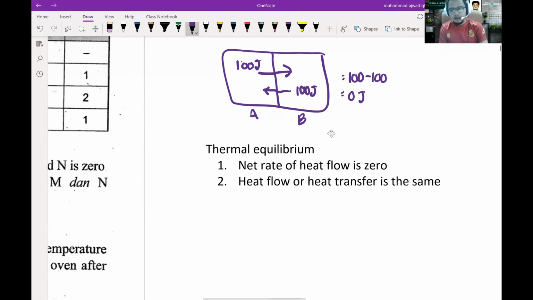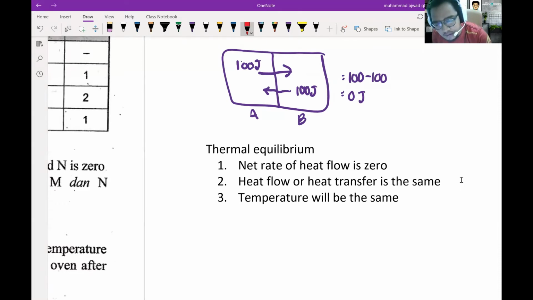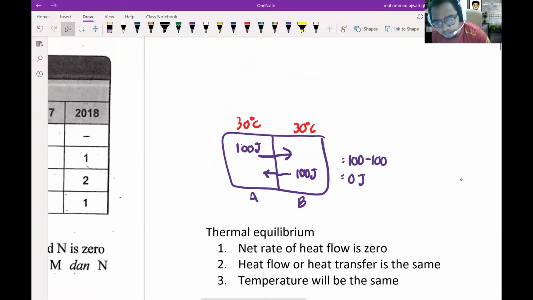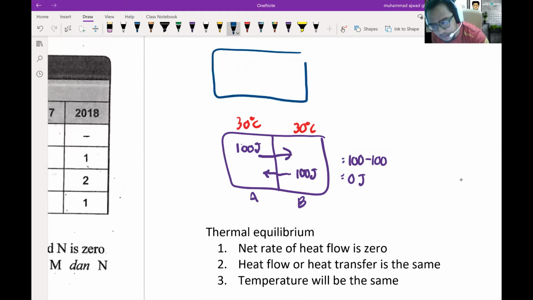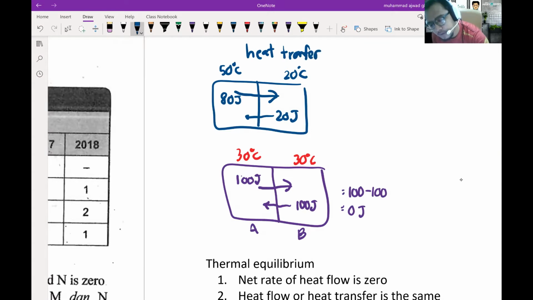Okay. And last one is the temperature will be the same. So after reaching thermal equilibrium, contohnya this one is 30 degrees Celsius, this one also 30 degrees Celsius. Tapi previously, before reaching thermal equilibrium, maybe this is 50 degrees Celsius, this is 20 degrees Celsius, and yang panas pindahkan lebih, for example, 80 joule. Yang sejuk pindahkan sikit, 20 joule. Okay, this is heat transfer. After some time, it will reach thermal equilibrium.